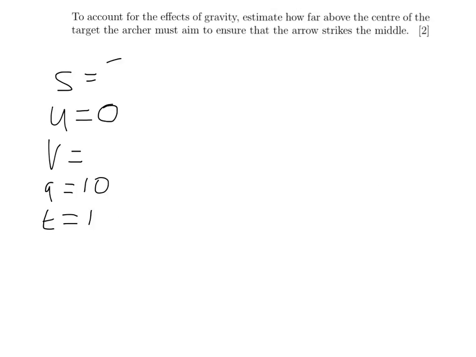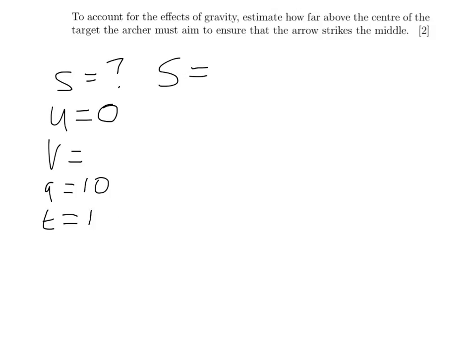So in this question we're being asked how far above the centre of the target they need to aim to ensure that it strikes the middle. So we need to take into account that the arrow will fall as it's moving through the air. Now this is a SUVAT equation, so we're going to need to use the equations for constant acceleration. The easiest way to start, we know that the time is 1 second, and we know acceleration due to gravity is 10 meters per second squared.